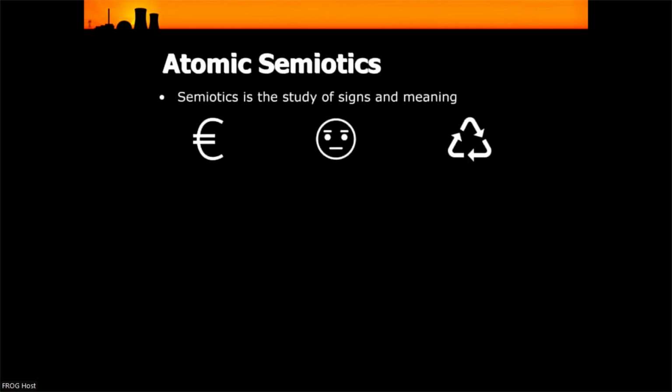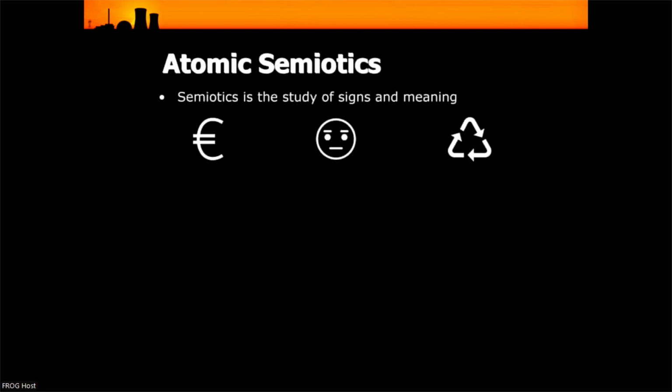Now, to the actual topic. I want to talk to you about atomic semiotics and what that is and what that has to do with Fallout, and by that the apocalypse. Now, what's atomic semiotics? What's semiotics? Semiotics is the study of signs and meaning.